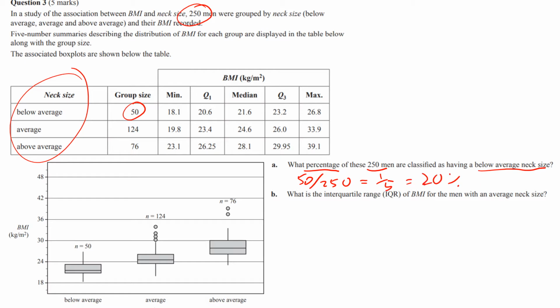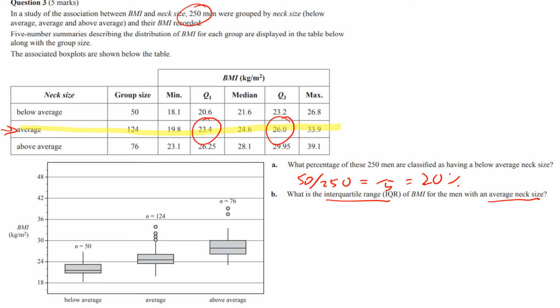And a lot of people were fine with doing that part. Let's look at the next question. And they're saying in this one, what is the interquartile range for the men with average neck size? So this is the average row here. There we go. And we want the IQR. So that's the difference between this number and this number. So remember, IQR equals Q3 minus Q1. And that's going to be 26.0 minus 23.4, which equals 2.6. Again, most people had no trouble with that.